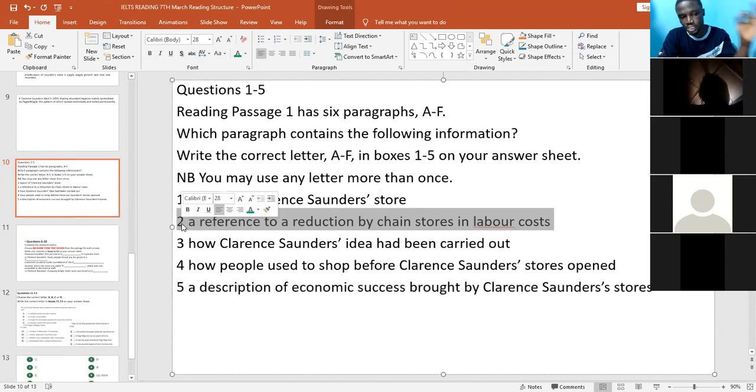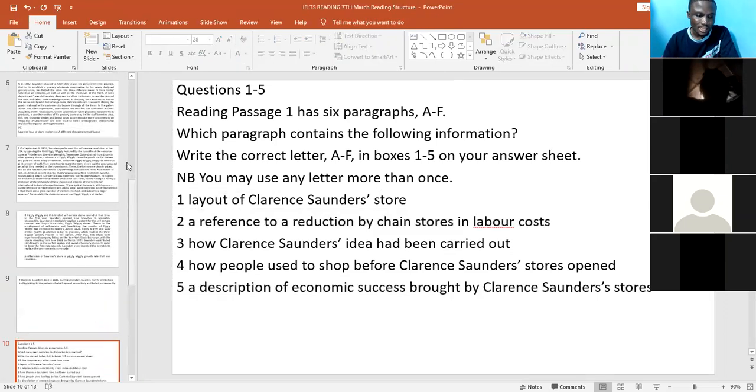So you see now that if you capture the main idea, you'll be able to pinpoint which paragraph answers the question. It's very critical in the matching task and in other questions. Very, very critical. So that is it.